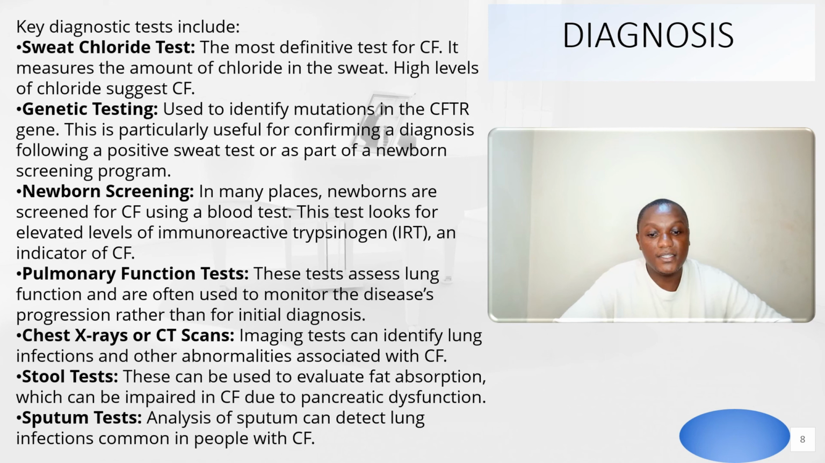Chest x-rays and CT scans are done. Pulmonary function tests. These tests assess the lung function and are often used to monitor the disease progression rather than for initial diagnosis. Chest x-ray and CT scans are imaging tests that can identify lung infections and other abnormalities associated with cystic fibrosis.